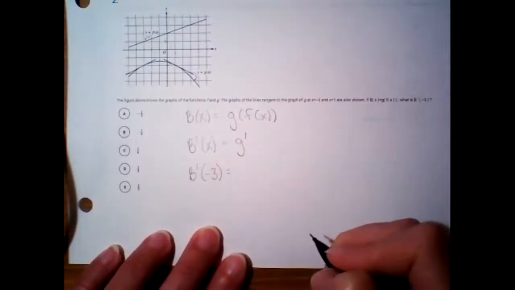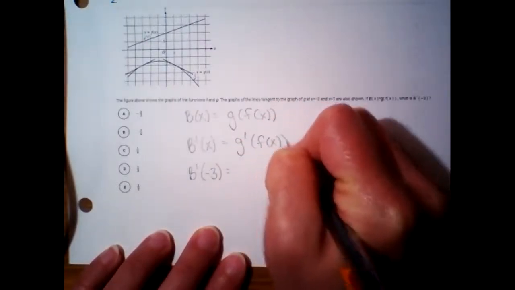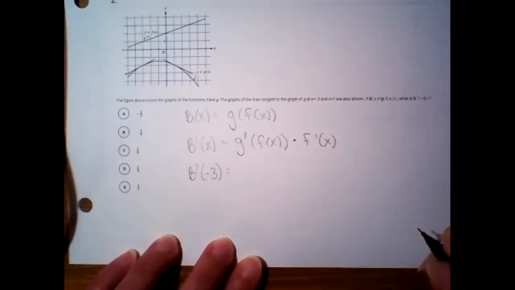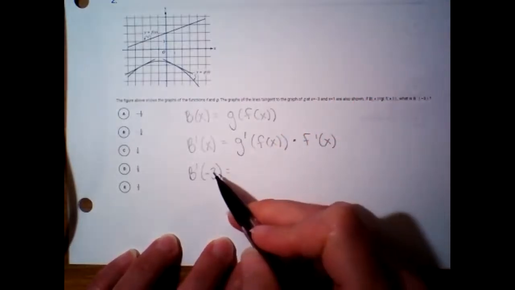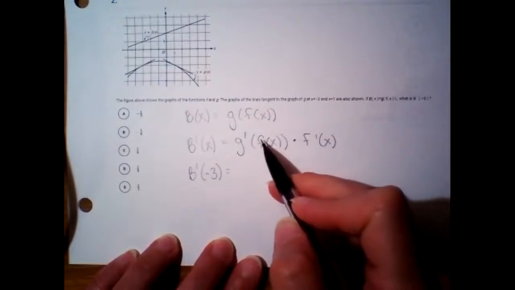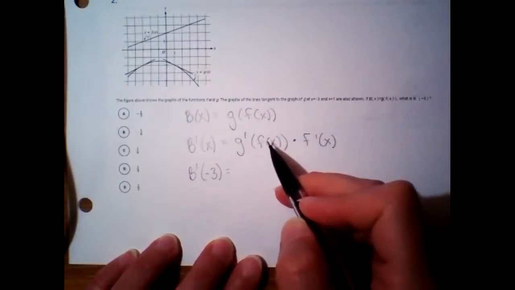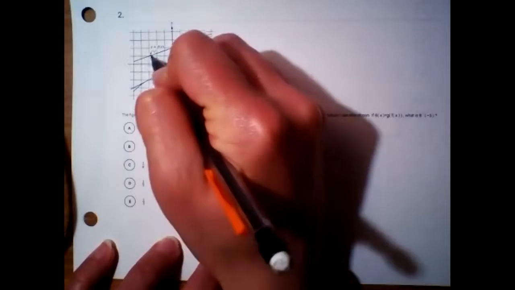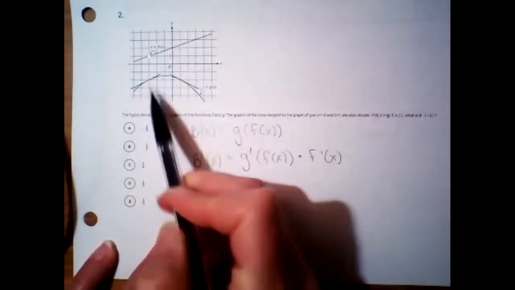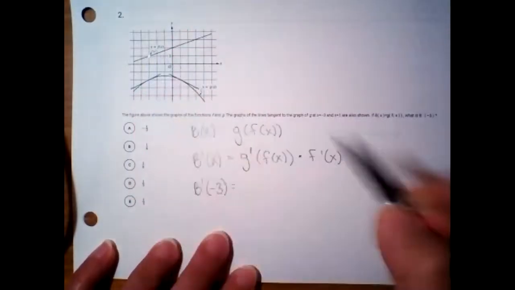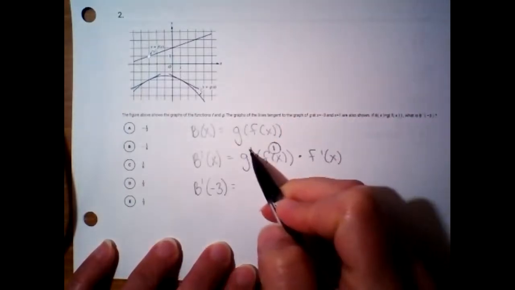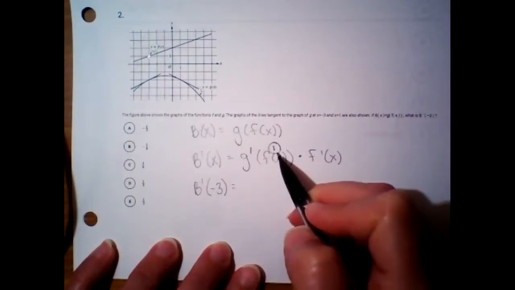We're going to do derivative of the outside, leave the inside alone, and then chain on the derivative of the inside. So plugging in -3, we're going to start here. We'll do f of -3, and whatever we get, we're going to do g prime of that. So f of -3, f of x was this line. So at -3, we're right here. And so f of -3 is 1. So I know that this part is 1. And then we're going to do g prime of that. So g prime of 1.